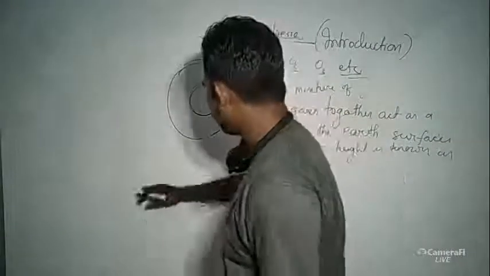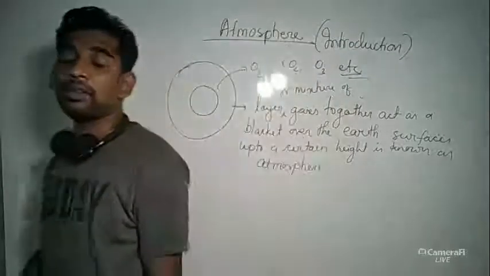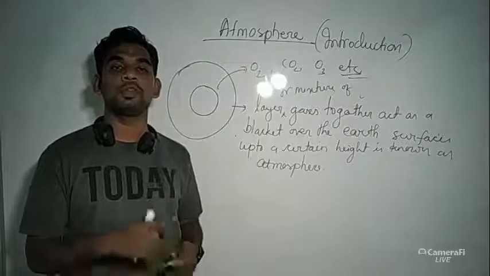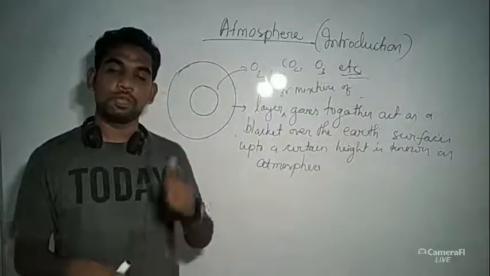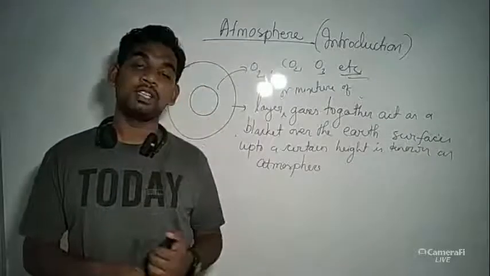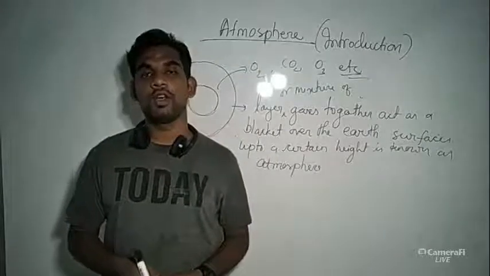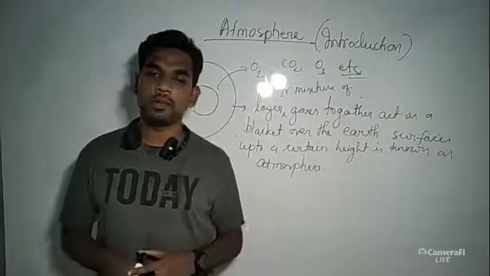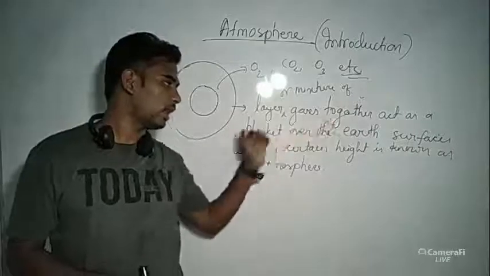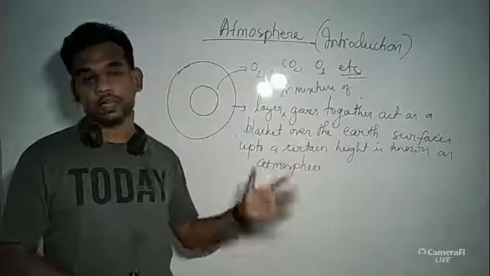In the last class I introduced the different layers of the atmosphere: troposphere, stratosphere, mesosphere, ionosphere, exosphere, and thermosphere. We only discussed five, but if you remember, Dimple Chaudhary stated in her book that six layers are given. The other layer was thermosphere. We will study that specifically. Let us only know this is the introduction part. The layer or mixture of gases together acting as a blanket over the earth's surface up to a certain height is known as the atmosphere.